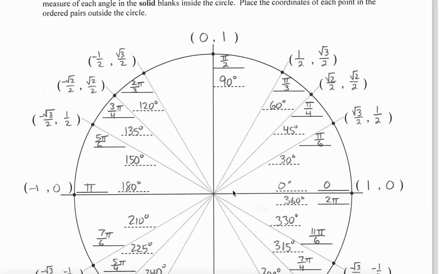So if you're familiar with your 30, 60, 90 right triangle, then you should know its properties. If the hypotenuse again is 1, half of that would be our shorter side here. So that vertical length is going to be 1/2. And if I take that short leg of my right triangle and multiply by the square root of 3, I get my longer side over here. So the square root of 3 over 2 would be my x coordinate.